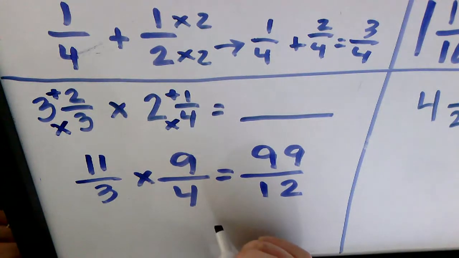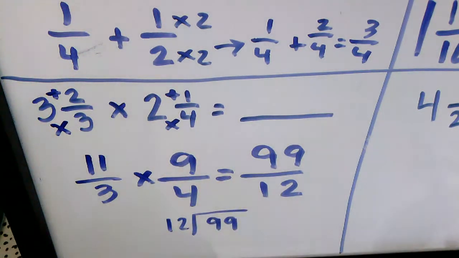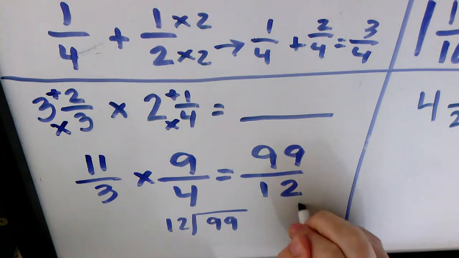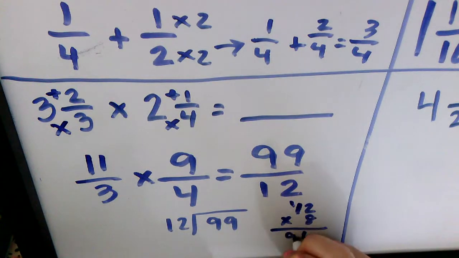dividing. So I have 99 divided by 12. I'm just going to count by 12 so that I can see how many times it goes in. 12, 24, 36, 48, 60, 72, 84. I think it goes in 8 times. I'm going to check my work real quick. Yeah, because that gets you 96.